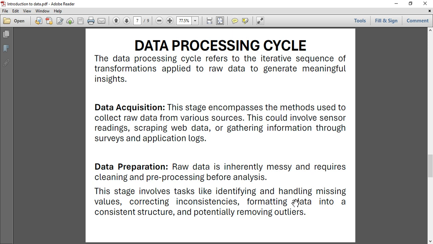Then you have the data preparation. Here, in data preparation, you are looking at the fact that raw data is inherently messy and requires cleaning and pre-processing before analysis. So before you analyze the data, you need to clean it. In other words, you need to remove the outliers. You need to look at missing values. There are times when you're entering the data, you find out that some of the variables are not filled. So you have to check what happened before you go into data analysis.